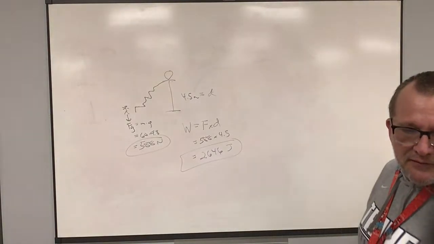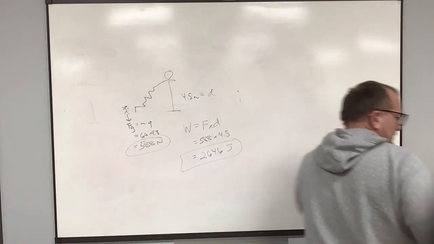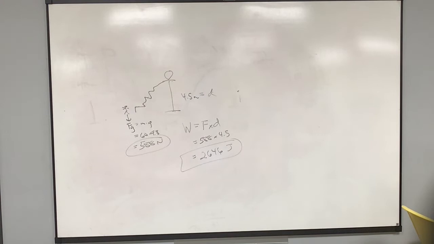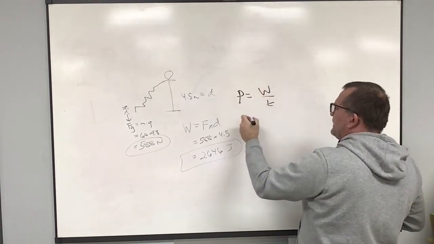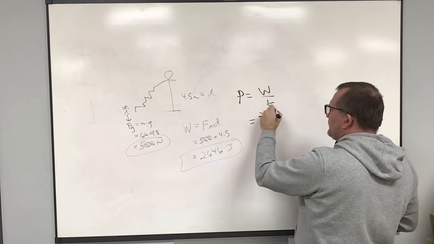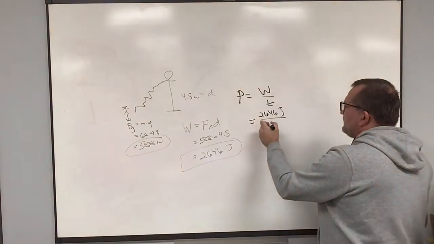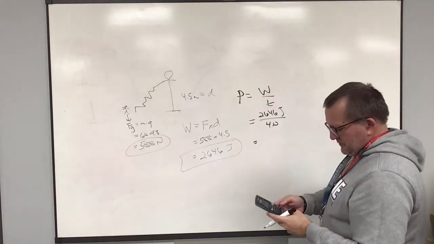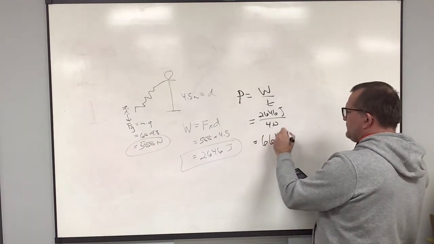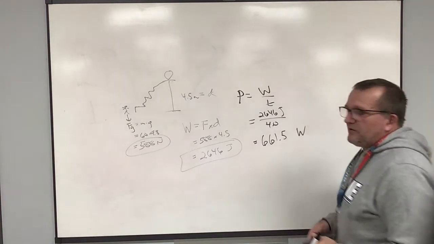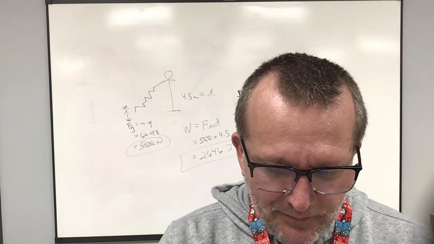Now, we want to find power. Power is just work divided by time. So my work is 2646 joules over my time of 4 seconds. So 2646 divided by 4, 661.5 watts of power. Now to go from watts to, I think it's, let me look at the problem again, but I think it's horsepower, right?